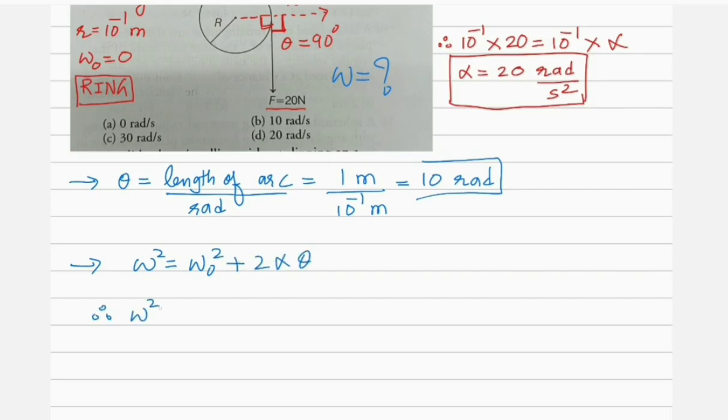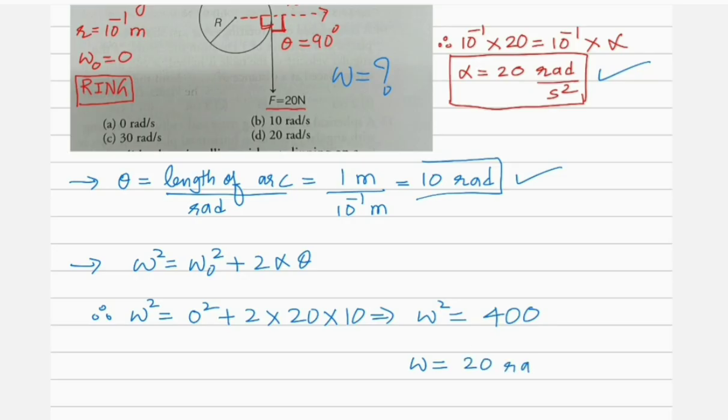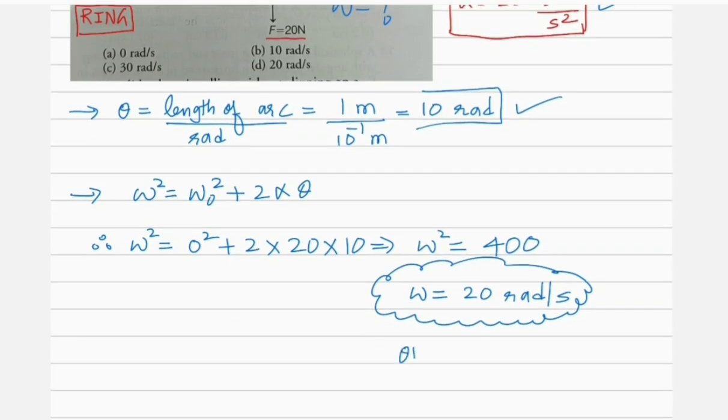That means omega square will be, omega naught is 0, right? So 0 square plus 2 alpha, sir, 20, ये रहा alpha, 20 radian per second square, into theta, your 10 radian. So that means omega square will be, students, 400. Yes, so taking square root on both sides, I will be getting omega as 20 radian per second. So the required angular velocity, that is final angular velocity omega, is 20 radian per second, and that's why this is going to match with option D. Complete these, students. 20 radian per second, this is your answer. Okay.